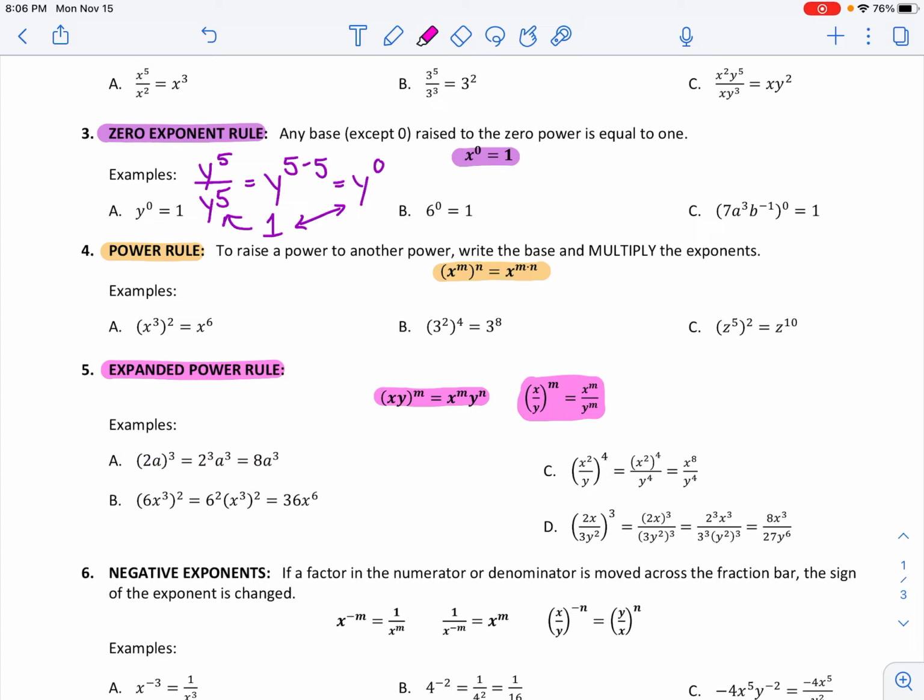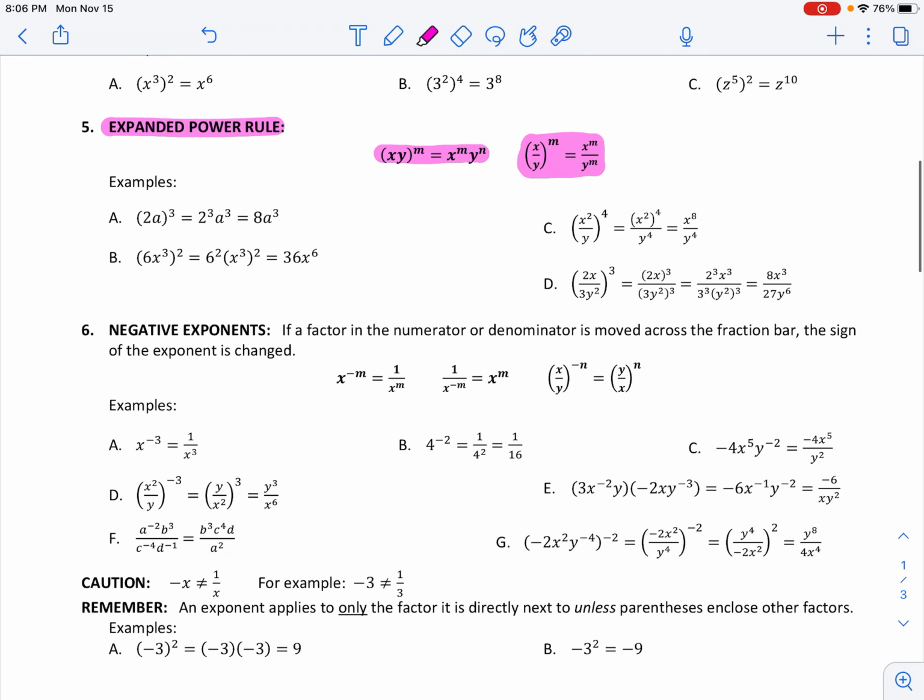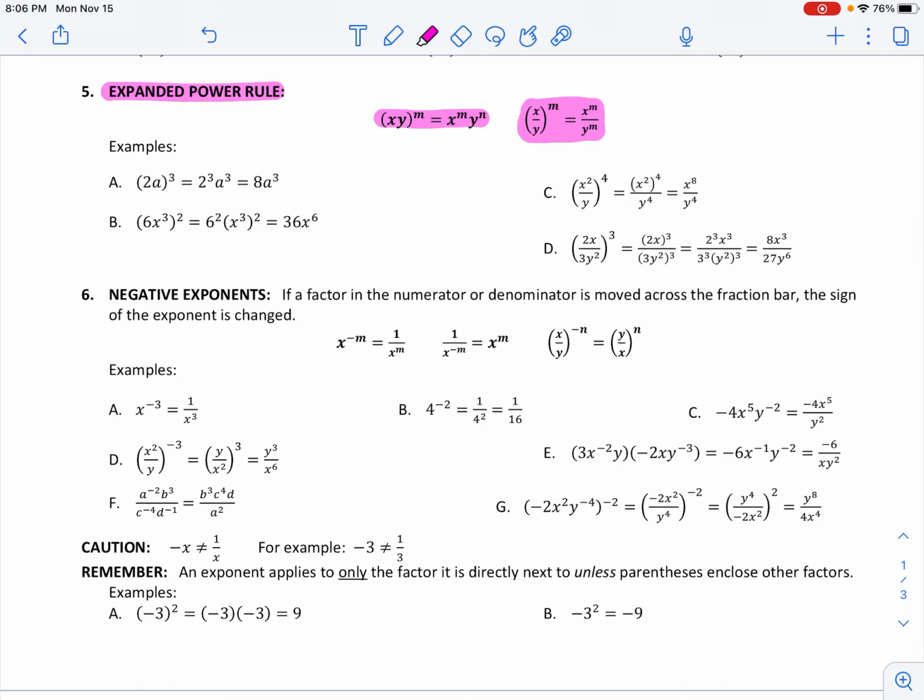Now all these rules should feel pretty familiar to you. Again, this is just a quick overview. We're going to see some examples where they get much more involved. But this last one is going to be one that's going to pop up a lot, and that's negative exponent rules.